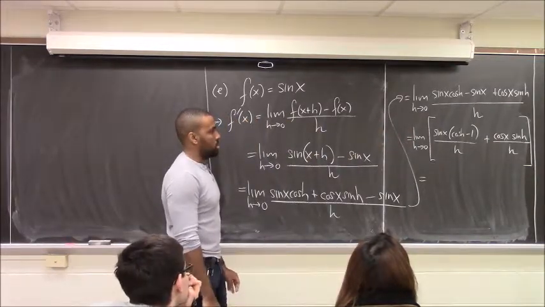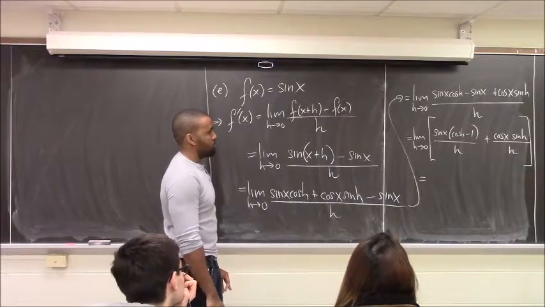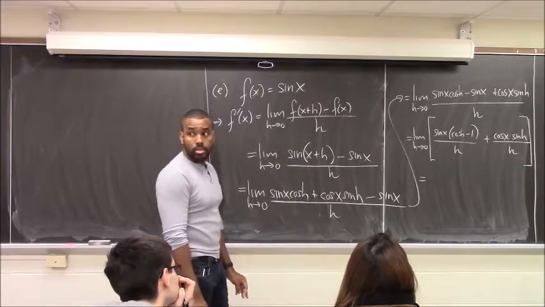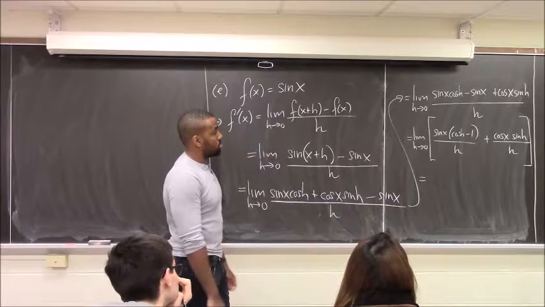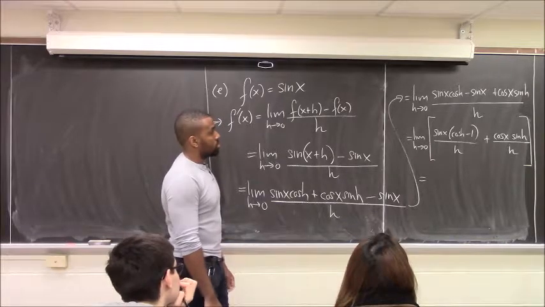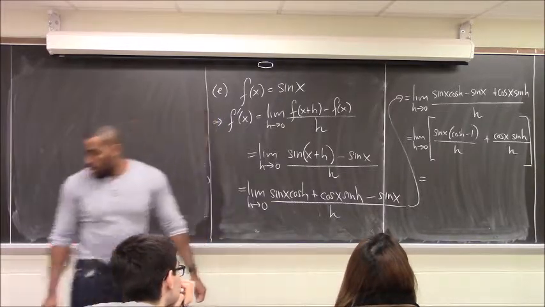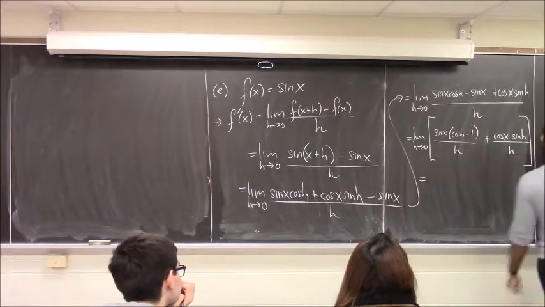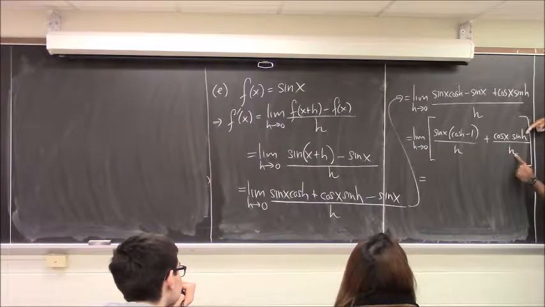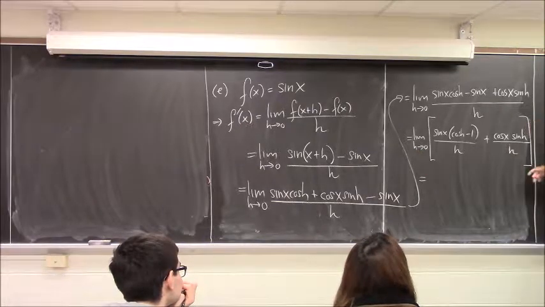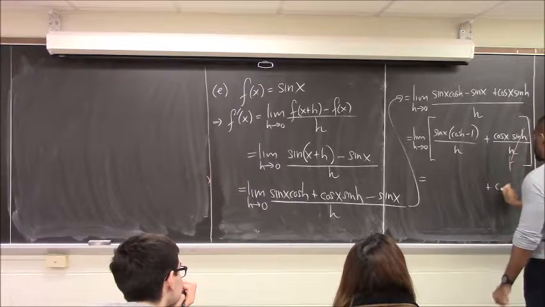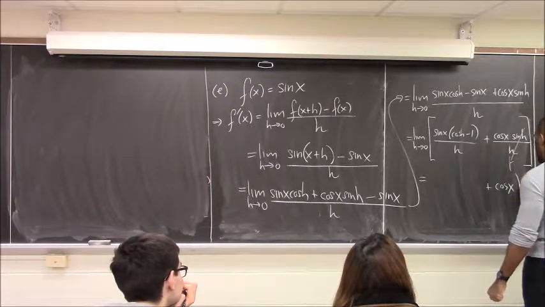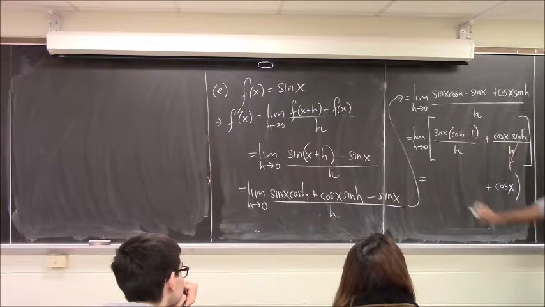Do you see anything? What can we do here? Yeah. Cosine x times sine h over h is equal to cosine x, because sine h over h, that's now a special trig limit. Sine of an angle over the angle as the angle goes to 0, like sine x over x as x approaches 0, is 1. So I know there is going to be a plus cosine x in here. What about the first part?